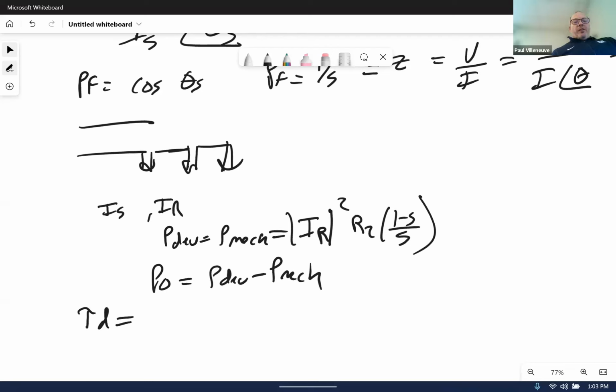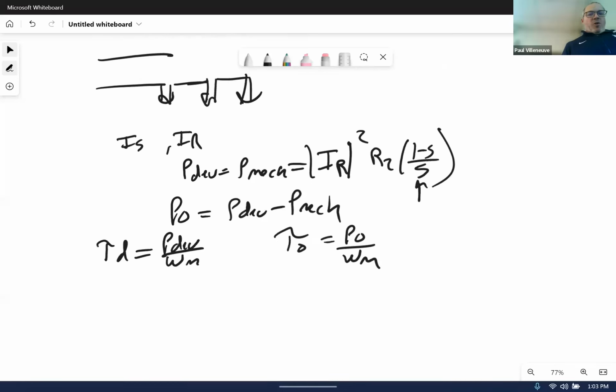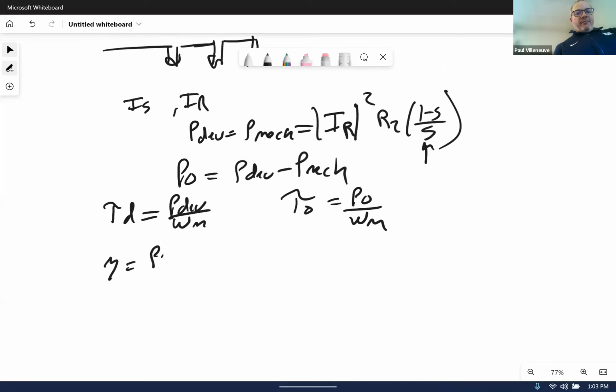So my developed torque is P developed divided by omega sub M, and my output torque is P out divided by omega sub M. Once you have the two powers, you just divide them by your rotational speed, and you know your rotational speed, remember, because you had your slip. That was it. Motor efficiency is P out over P in.